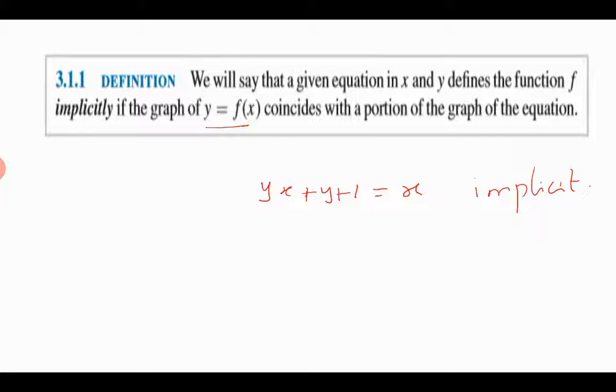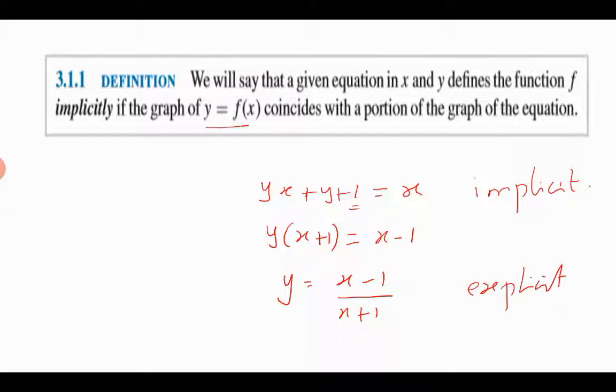Now we have to find the explicit form from this one. We can take y common from the first two terms. It is y into x plus 1, and this positive one on the right side becomes x minus 1. So now y is x minus 1 over x plus 1. This is called explicit form, isn't it?